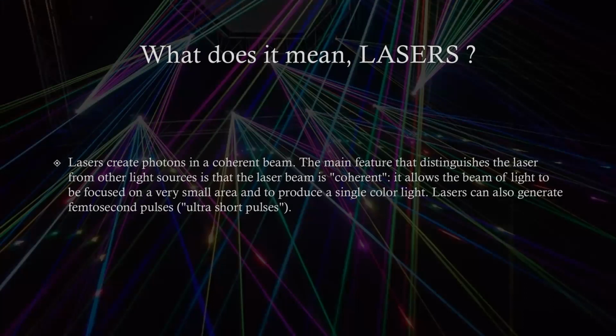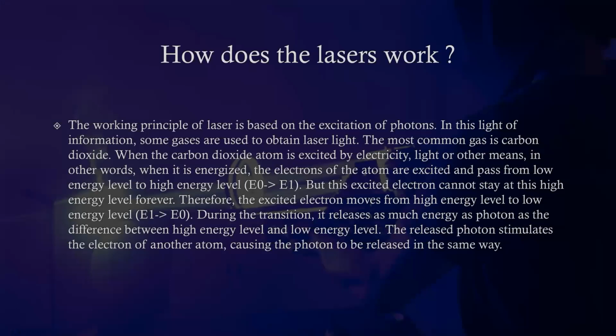Lasers create photons in a coherent beam. The main feature that distinguishes the laser from other light sources is that the laser beam is coherent. It allows the beam of light to be focused on a very small area and produce single color light. Lasers can also generate femtosecond pulses, which means ultra short pulses.